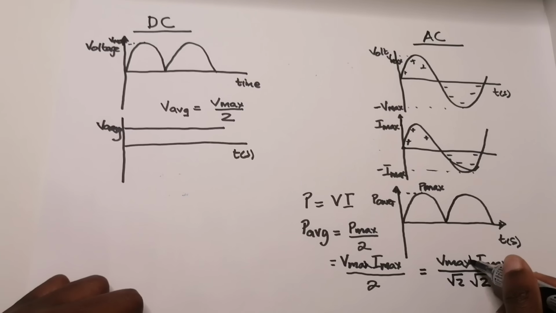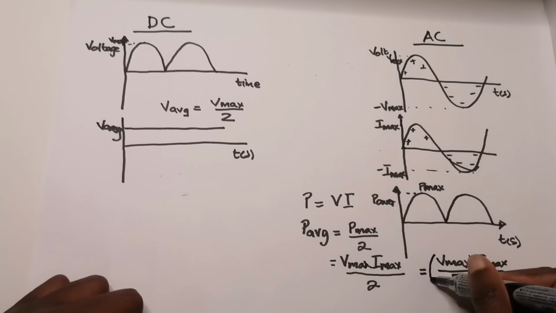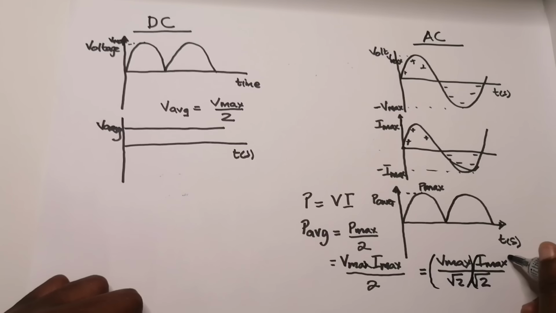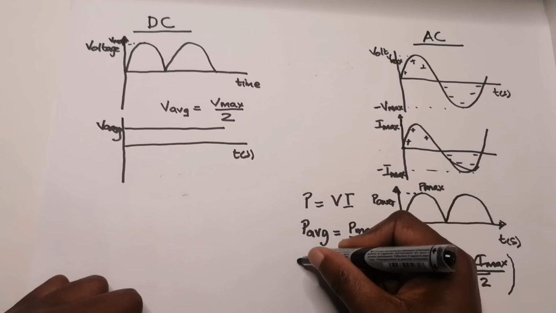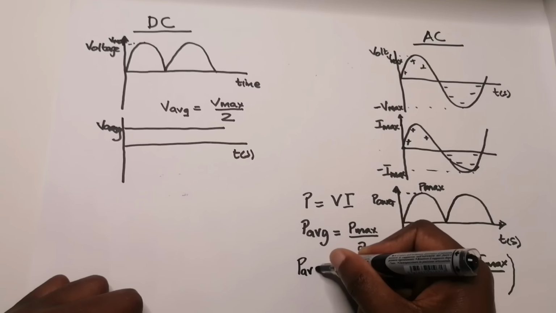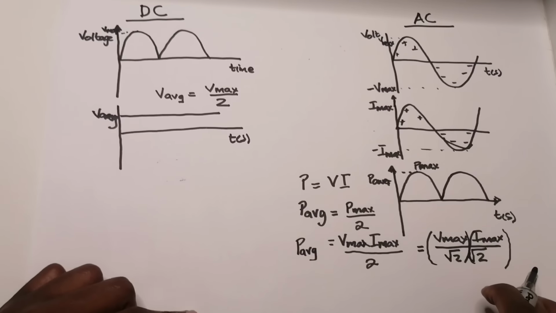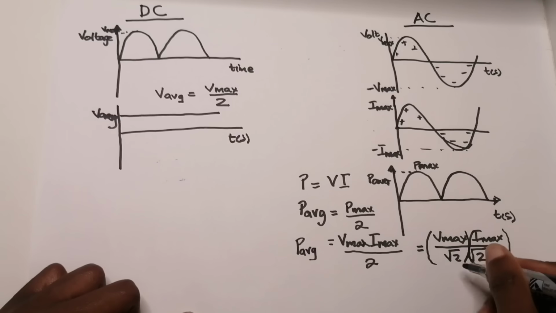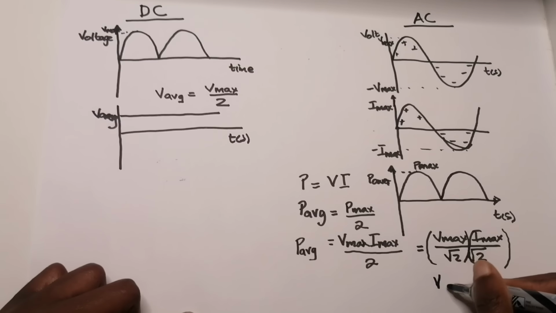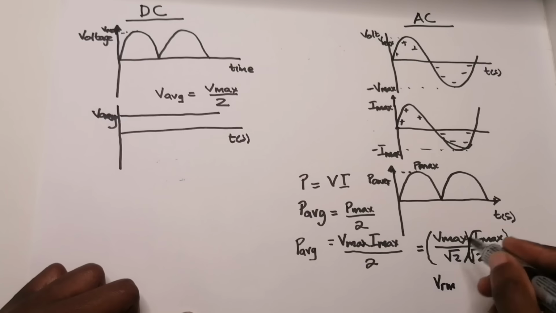Now, I want you to please see this. Now we've got something very special here. Vmax divided by root 2, Imax divided by root 2, that gives me P average. Now we give these a special name. What is Vmax divided by root 2? We call it the root mean square. The square root of the mean.